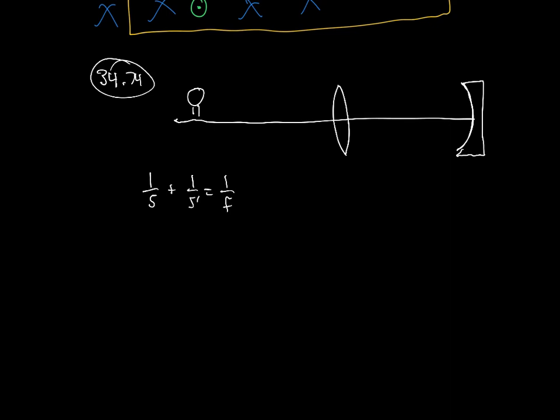They give us some information. They tell us the concave lens has a focal length of 25 centimeters. So this focal length of the lens is 25. It's at a distance of 60 centimeters from a concave mirror of focal length 20. So this distance is 60 centimeters. And the focal length of the mirror is 20.